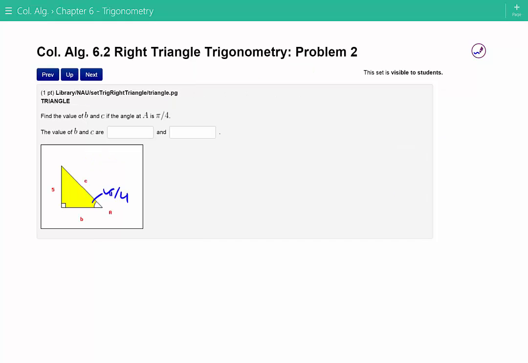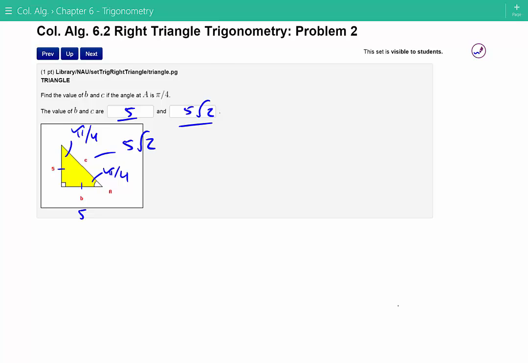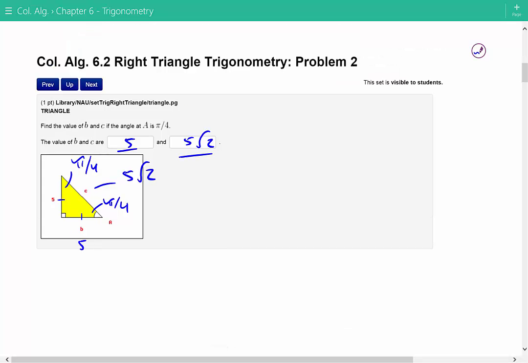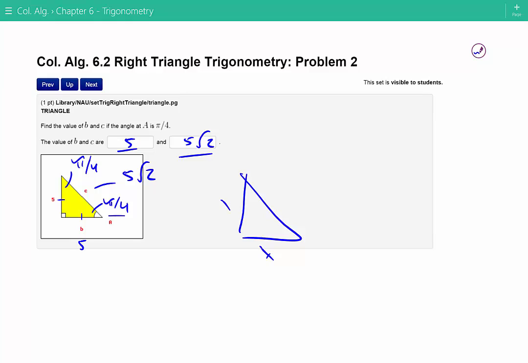Alright, the next problem tells us that angle A is pi over 4. If angle A is pi over 4, then so is this angle up here. It's an isosceles right triangle. That's a 45-degree angle. So this has got to be isosceles, so B is 5, and C is then the small leg times the square root of 2. So we have 5 and 5 square root of 2. Obviously, you could use cosine and sine as well if you wanted to use this angle, but special right triangles are probably the easiest if you remember your relationships, that x and x square root of 2 is your relationship for a 45-45-90 right triangle.